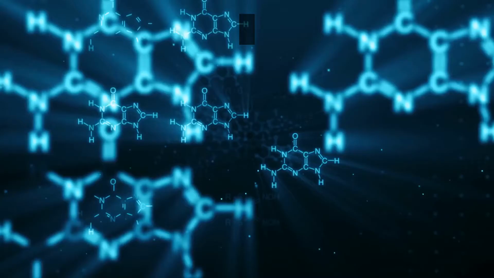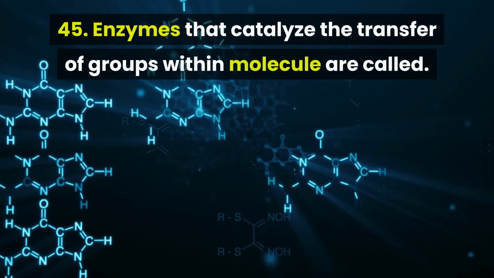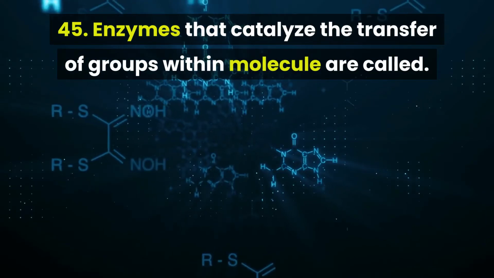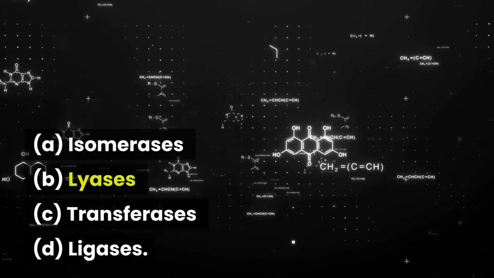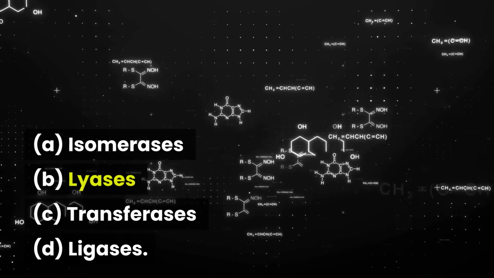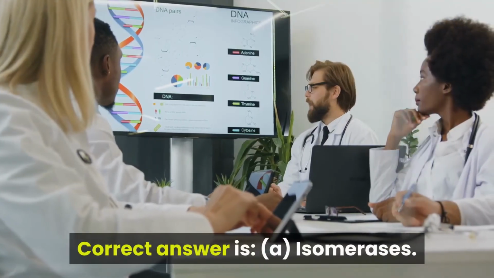Alkali. 45. Enzymes that catalyze the transfer of groups within molecule are called A. Isomerases. B. Lyases. C. Transferases. D. Ligases. Correct answer is A.